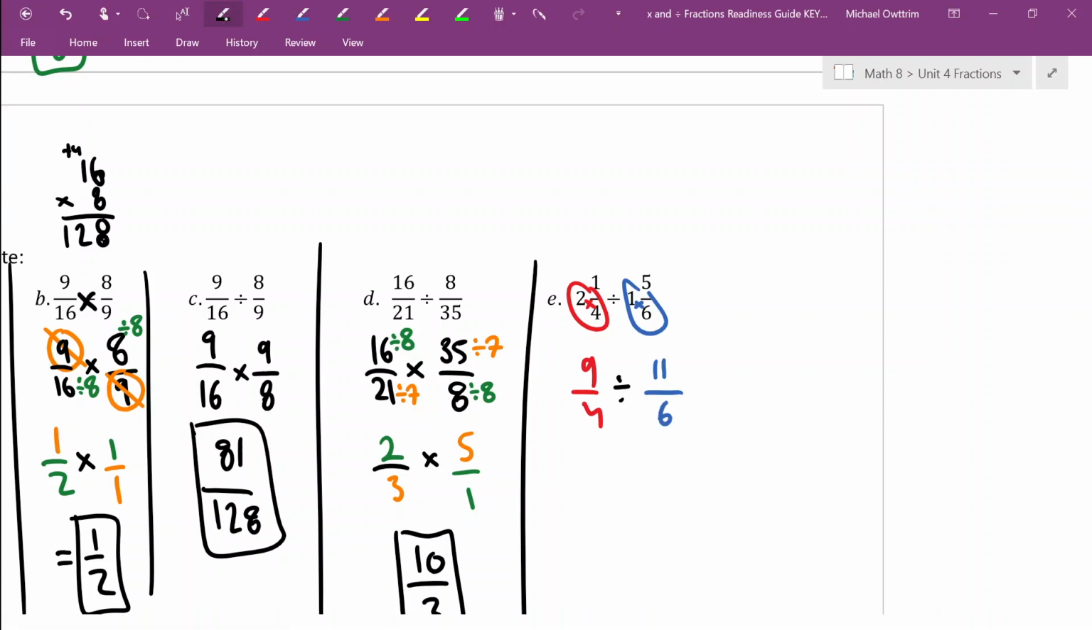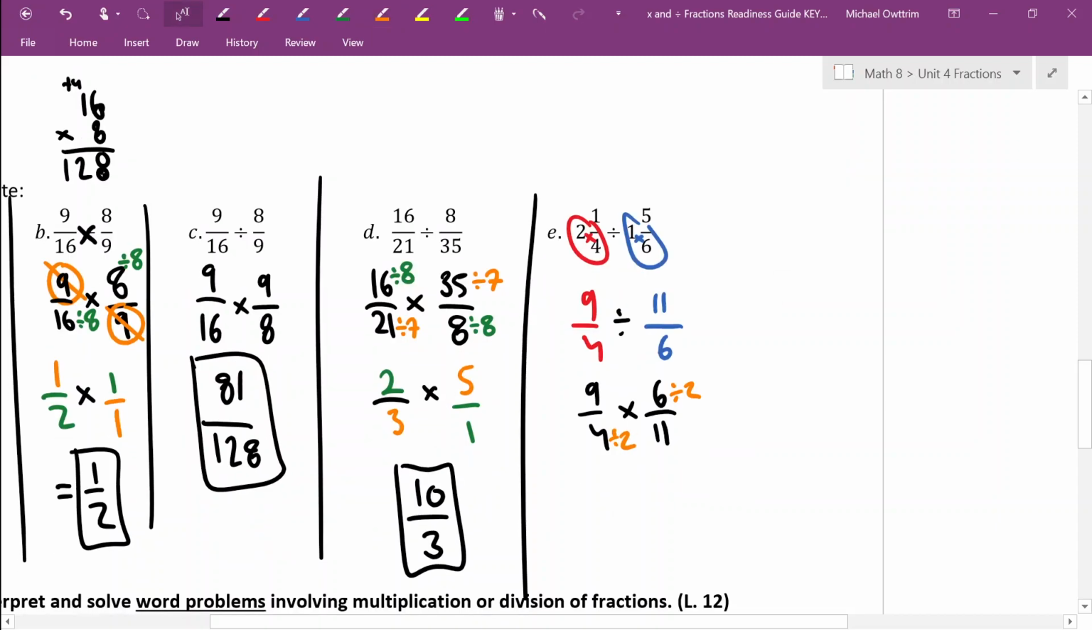Now we can go ahead and follow our normal dividing steps, which are flip and multiplying. So leave our first fraction, change divide to multiply, and then flip that second fraction. I'm going to go ahead and choose to simplify here, although I definitely don't have to. That'll give me 9 over 2 times my 3 over 11.